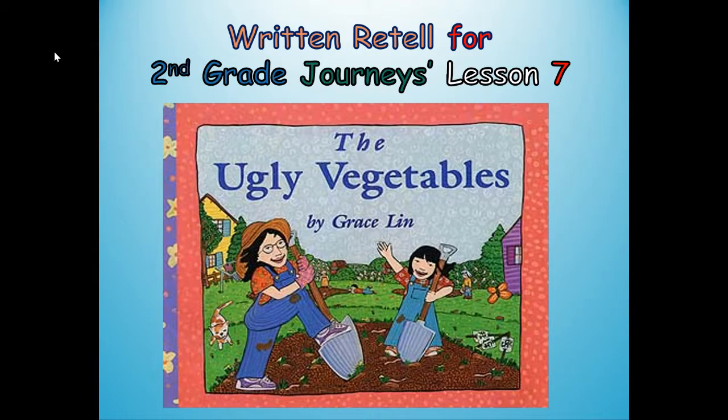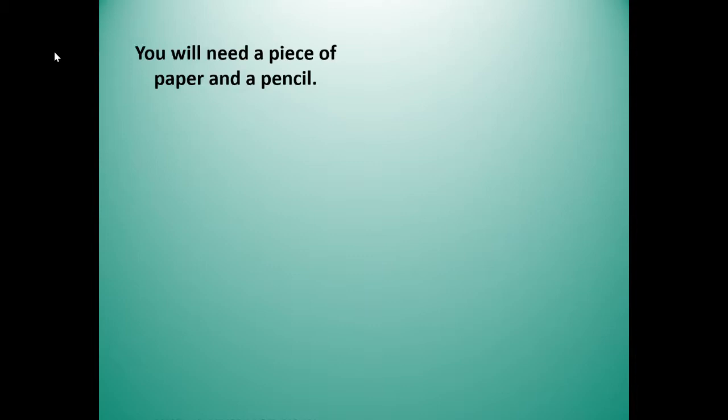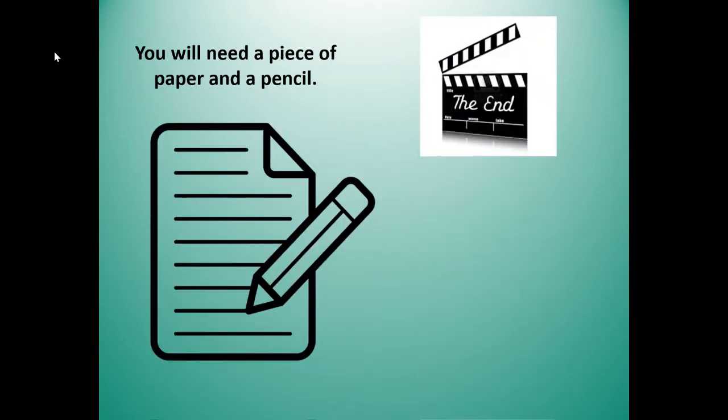Today we're going to focus on writing a written retell. You're going to write a retell for second grade Journeys, lesson 7. And you're going to retell the story, The Ugly Vegetables by Grace Lin. For this lesson, you will need a piece of paper and a pencil.